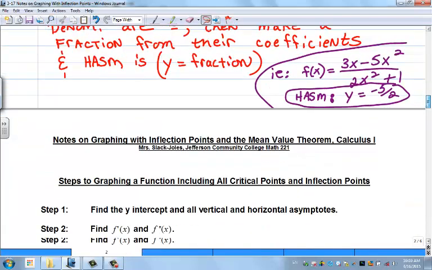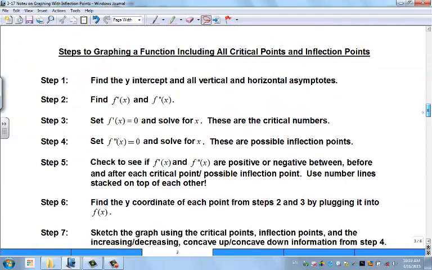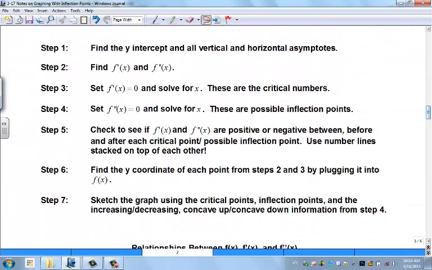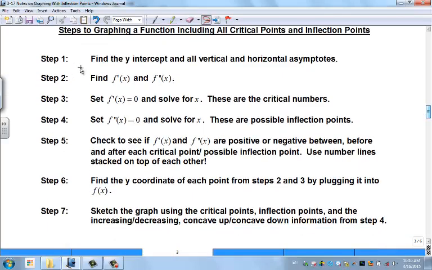Alright, I'm going to move on now to a couple of examples. So these are just steps on the next page. First step, find the y-intercept and all vertical and horizontal asymptotes. Second step, find f prime of x and f double prime of x. Third step, set f prime of x equal to 0. Solve for x. Those are the critical numbers. You found those last class. Next step, set f double prime of x equal to 0. Solve for x. These are possible inflection points.